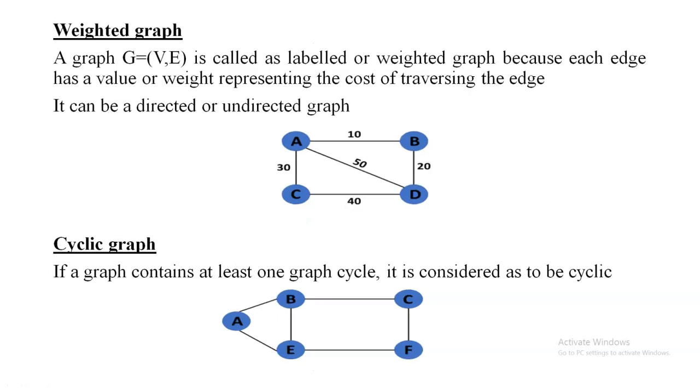The next one is weighted graph. In weighted graph, each edge will be having a corresponding weight or cost to it. So if a graph is like this, then it's a weighted graph. Here A to B, the cost of the edge is 10.